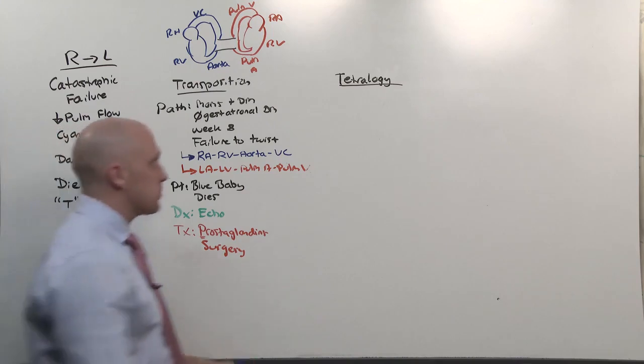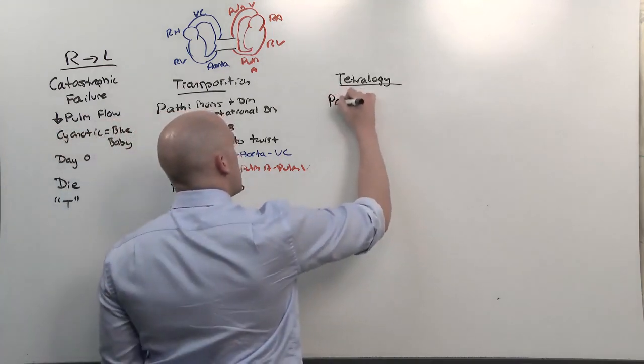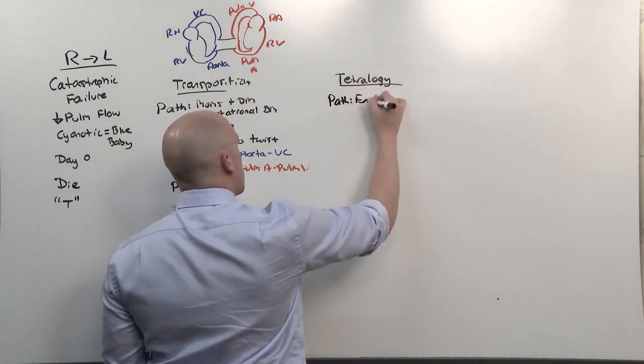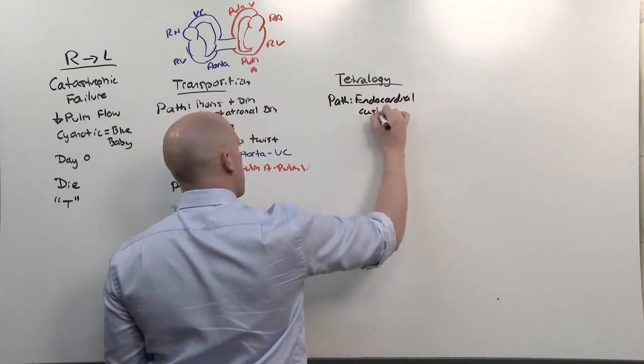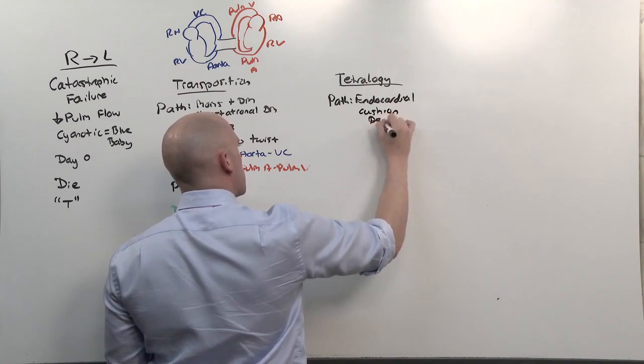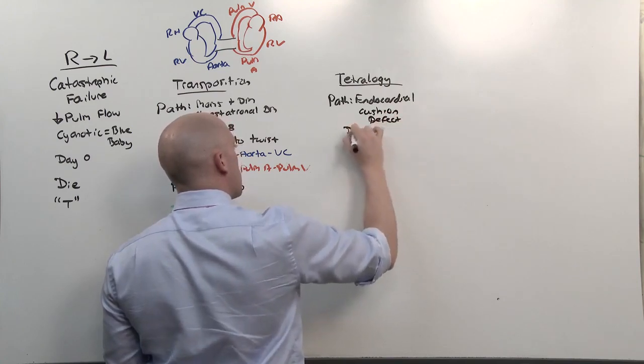Tetralogy of Fallot is an endocardial cushion defect. And more so than a simple VSD, it is associated with Down syndrome.